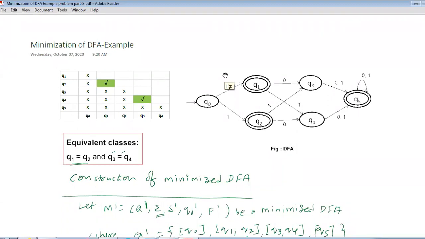In this class, we will continue with minimization of DFA.